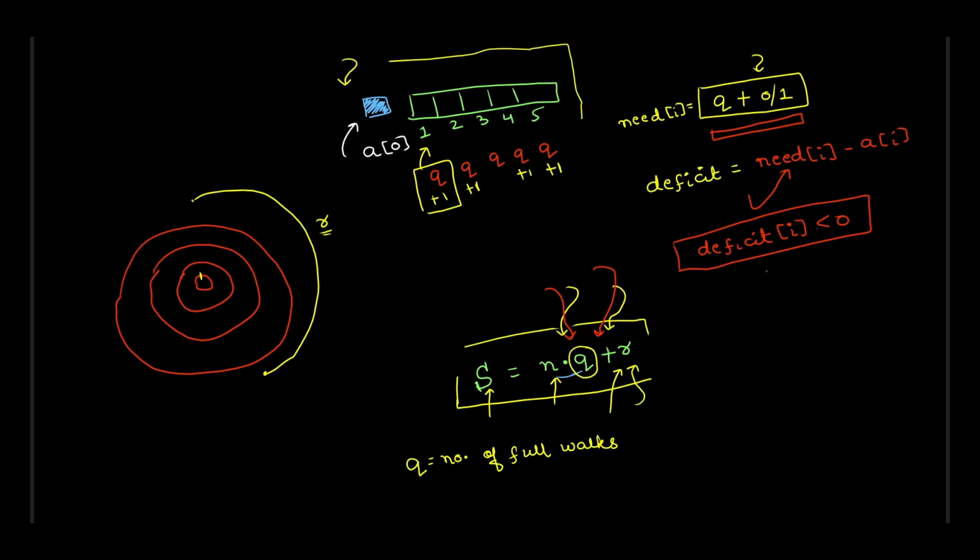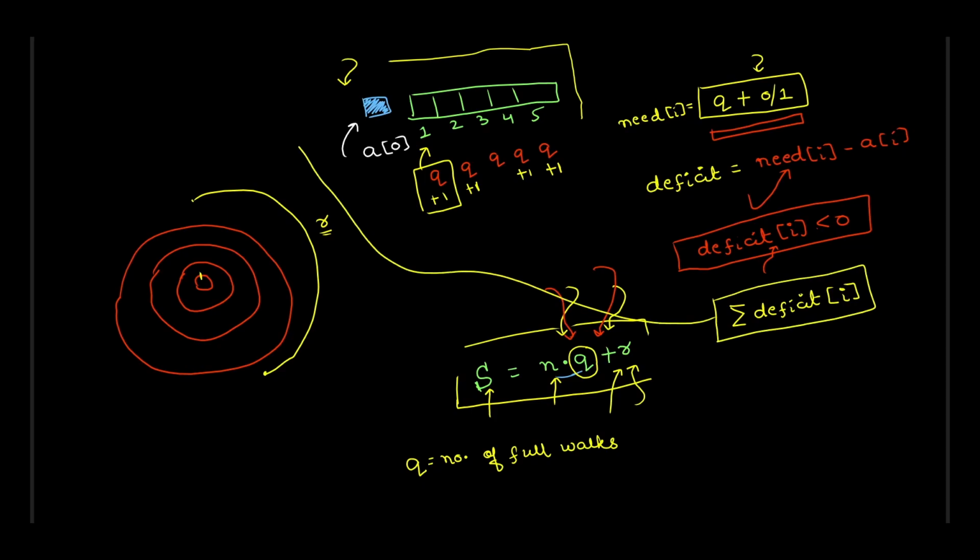So now you can assume that all deficit of i are greater than or equal to 0. If you look at this quantity, the sum of deficit of i, this is the total amount of balls needed by each person to complete their full Q plus 1 rounds. Then where would you get these balls from? This should come from the community box. And in fact, since the community box also has to become empty after the game, this expression should hold: the sum of deficit of i should be equal to a of 0.